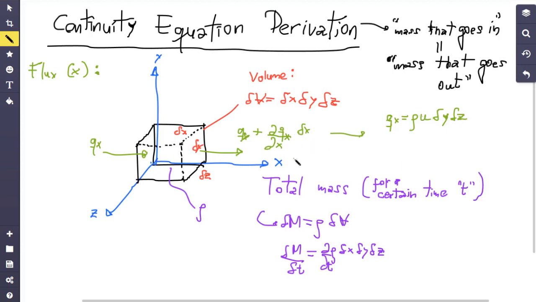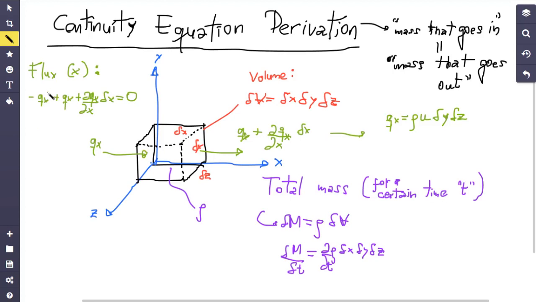Okay, so the flow that goes in must equal the flow that goes out, right? So we have minus, because it's entering here, qx plus qx plus the variation of qx with respect to x times dx, that must be equal to 0.